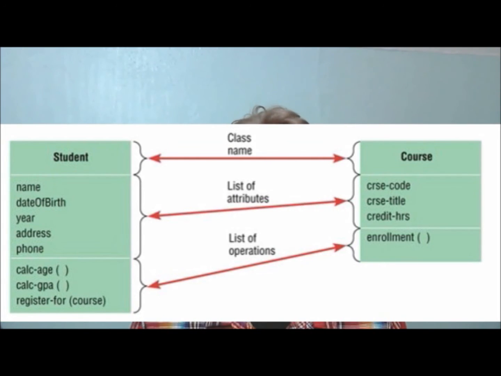The attributes that go along with a student, the things that we need to identify a student, are name, date of birth, year, address, and phone number. And then what sort of processes may we want to do with a student? We might want to calculate their age, not sure why. Might want to calculate their GPA, of course, and we may want to allow them to register for courses. So that's a great example of a class diagram for a student.